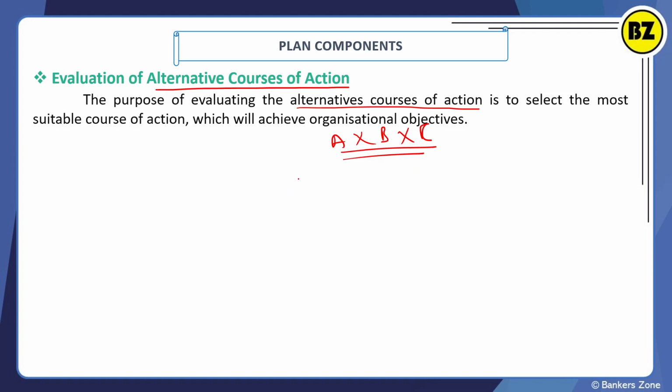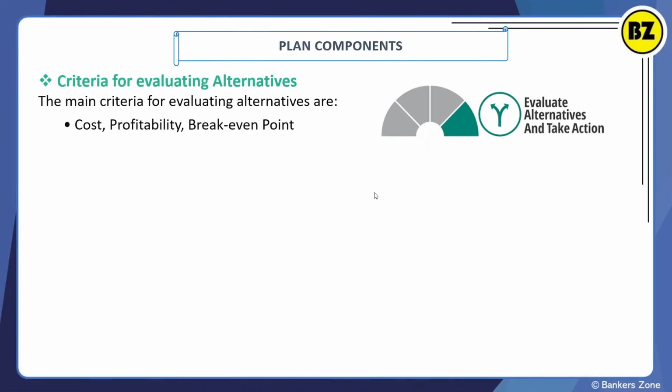So for example, if there is a strike in the bank, what alternative is the customer having, or the management having? They will fill all the ATMs, right? They will encourage internet banking, they will encourage mobile banking. Okay, these are the alternative courses of action. Very simple. Now what is the criteria for evaluating the alternative?